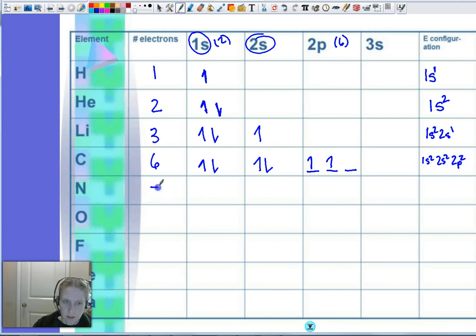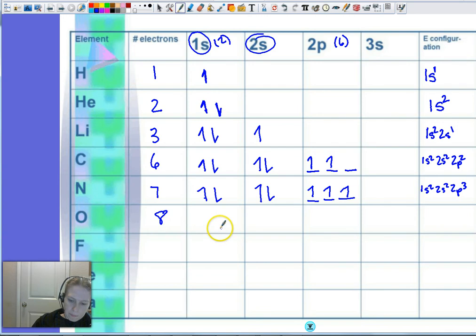Nitrogen has 7, so it's going to start off looking just like our carbon. And draw my 3p orbitals, and now I'm going to fill them all up, and that totals my 7 electrons. So 1s2, 2s2, 2p3 now.